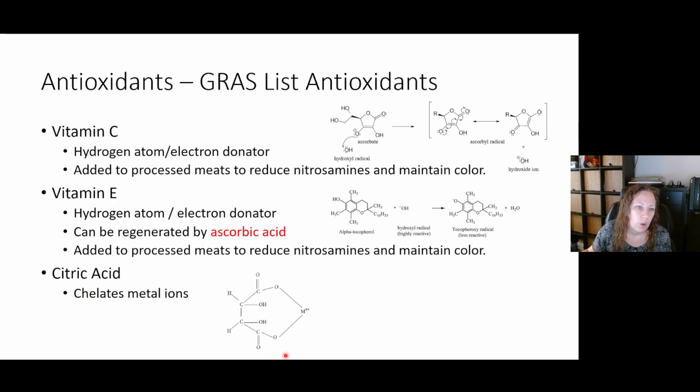And so what this little diagram is showing here, this is the citric acid, this part on the left, and this is a big capital M representing any kind of metal ion. And so it's got an oxygen on both sides, and it's just binding up that metal ion so that it can't react with anything.